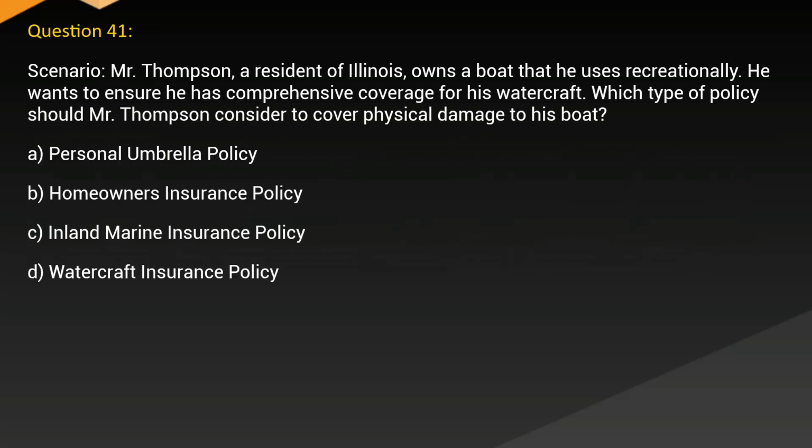Question 41. Scenario: Mr. Thompson, a resident of Illinois, owns a boat that he uses recreationally. He wants to ensure he has comprehensive coverage for his watercraft. Which type of policy should Mr. Thompson consider to cover physical damage to his boat? A. Personal umbrella policy. B. Homeowners insurance policy. C. Inland marine insurance policy. D. Watercraft insurance policy.